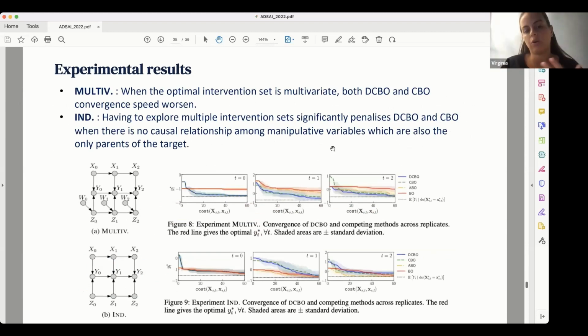Obviously, if you have no causal relationship across the inputs, then the convergence speed is worsened, and in that case, CBO and BO are performing better. And when you have multiple, multivariate interventions that are optimal, then the convergence speed is also worsened.